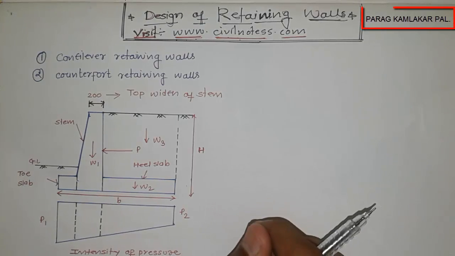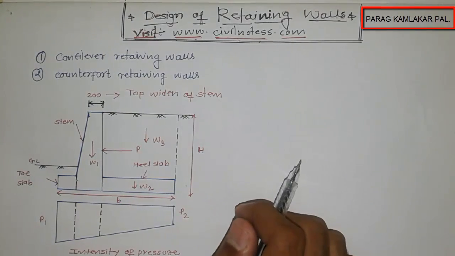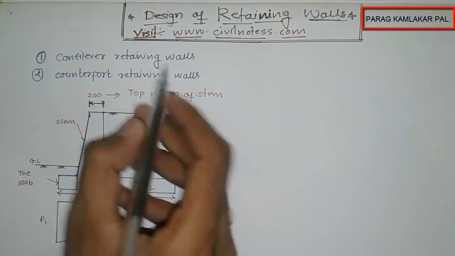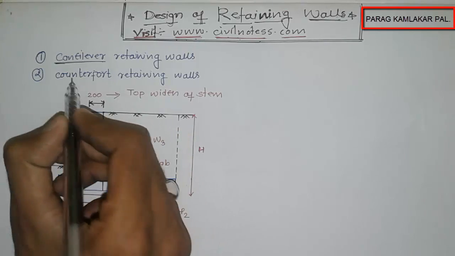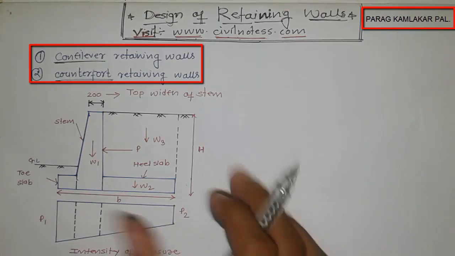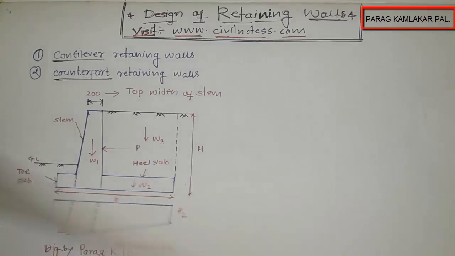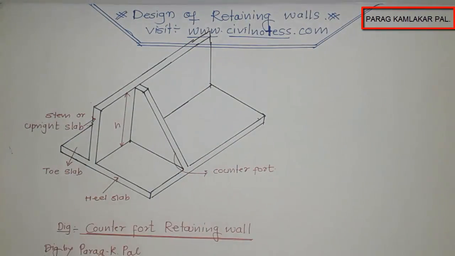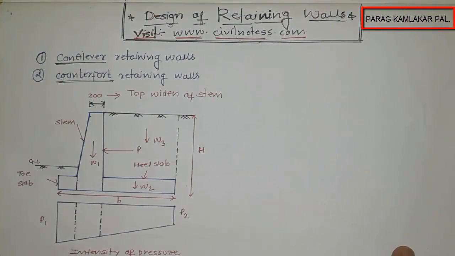In this video I'm going to teach you about the design of retaining walls. There are two different types of retaining walls: the cantilever retaining wall, and the second one is the counterfort retaining wall. I have drawn diagrammatic representations of both, the cantilever retaining wall and the counterfort retaining wall, and you can see them here.